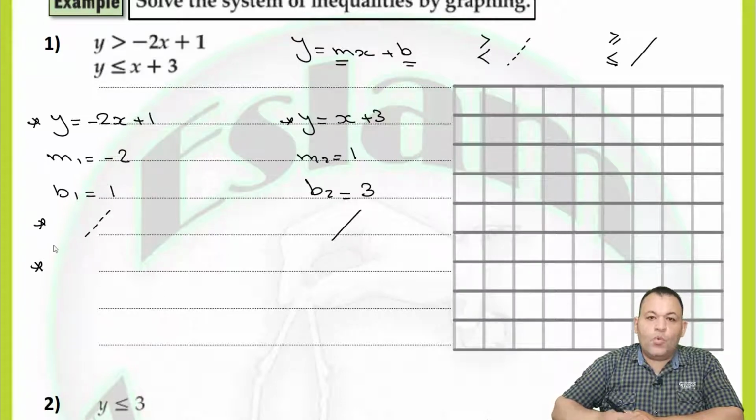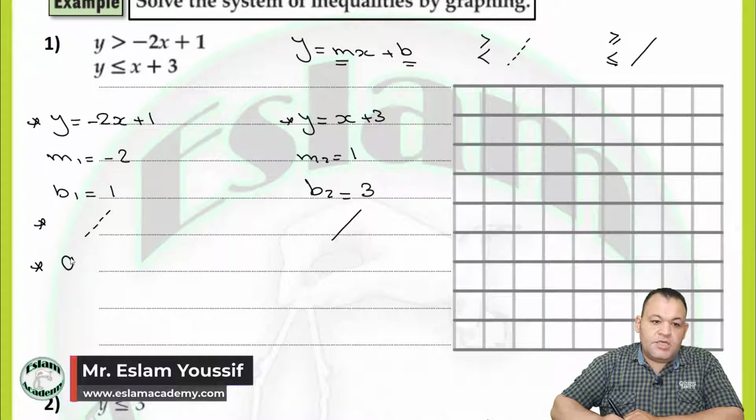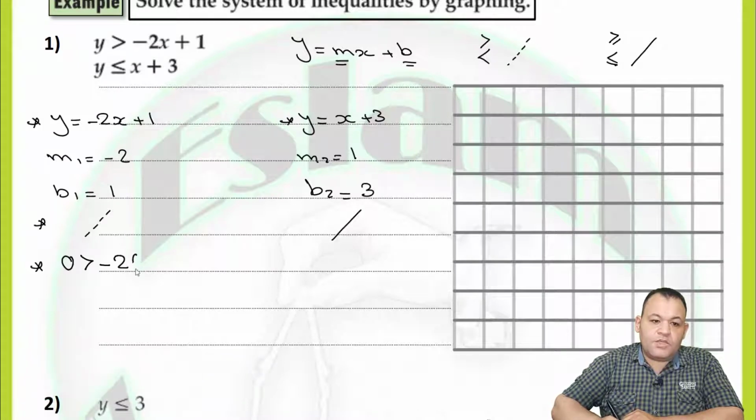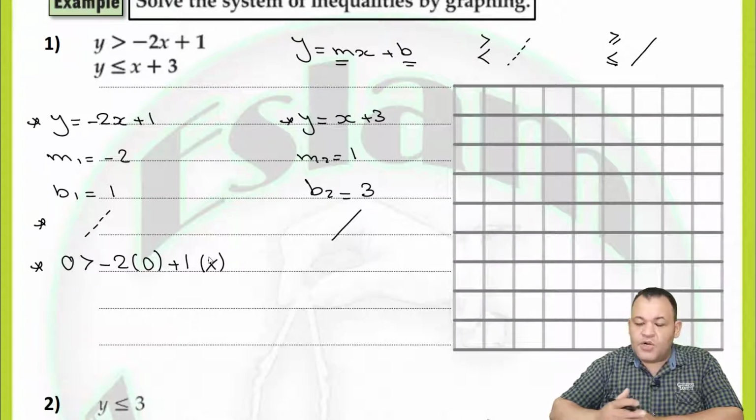Step number 3: which region will be shaded? An easy way is to replace x and y with 0 and 0, by substitution. Check the first one: is 0 greater than negative 2 multiplied by 0 plus 1? Negative 2 times 0 equals 0, plus 1 equals 1. Is 0 greater than 1? No. So the part which contains the point (0, 0) will not be the right solution, so we'll shade the other part, the part which does not include (0, 0).